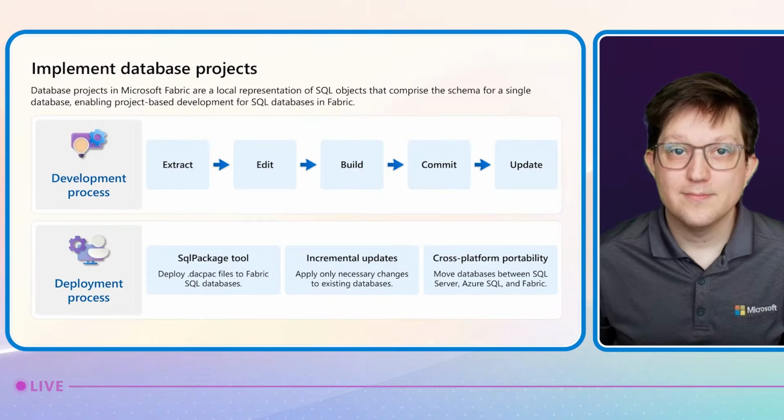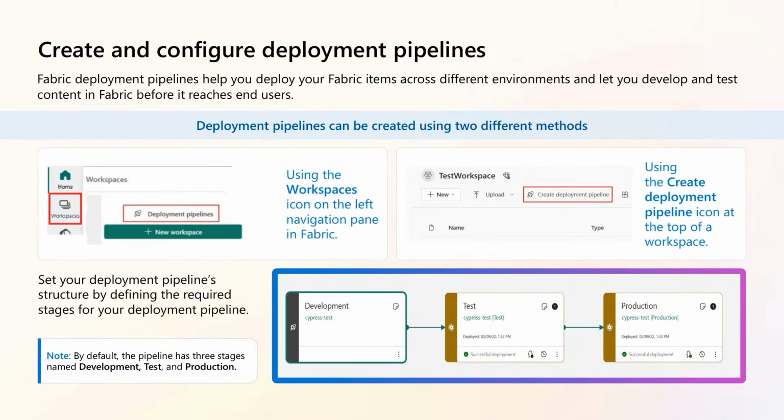Now, in conjunction with our projects there, we are also going to need to look at pipelines. Fabric pipelines are designed to move data between different environments or within the same environment, allowing you to develop and test content before it actually reaches an end user. Make sure you're setting your pipeline structure by defining all of the required stages.